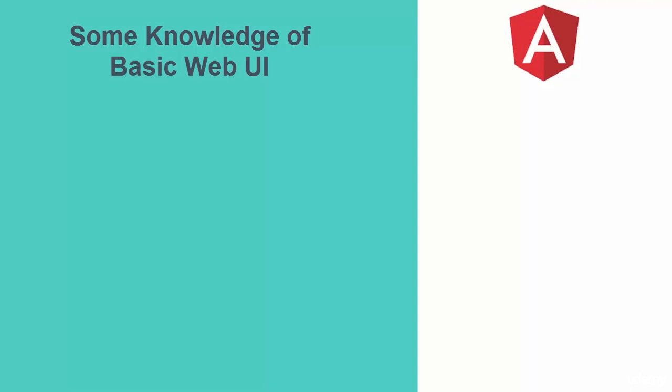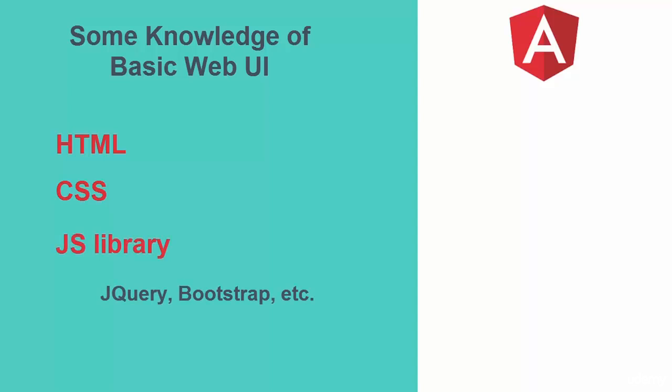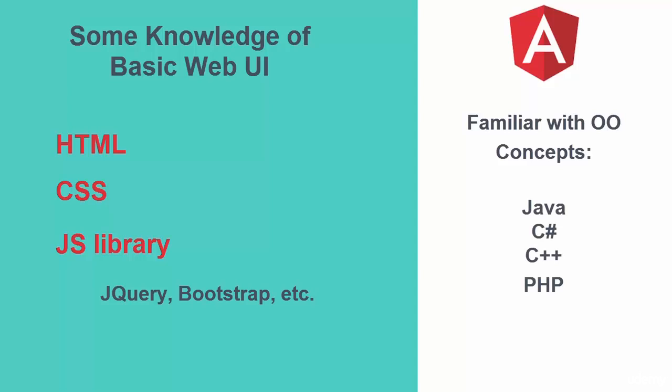While this is a beginner-level course, it is assumed, but not required, that you have some knowledge of and experience with basic web UI, including HTML, CSS, and some familiarity with a JavaScript library like jQuery, for example. It will also be helpful to have some familiarity with the concepts of object-oriented programming. Any experience coding with Java, C#, C++, or PHP will help you absorb the information presented in this course, but again, it isn't a requirement.